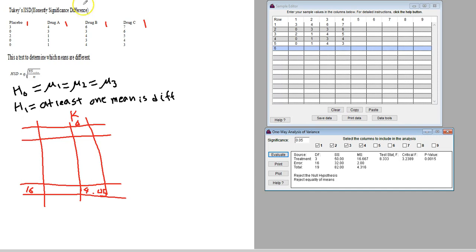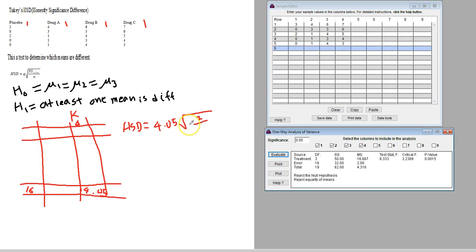So HSD now is going to be Q, which is 4.05, and then we're going to put the square root of MS within over n. The X bar means that that's supposed to be M. So for MS within, we look at the column called MS. Now remember, the error is the same as within. On the MS within, you will see that you got 2 there. So we're going to put 2 up there.